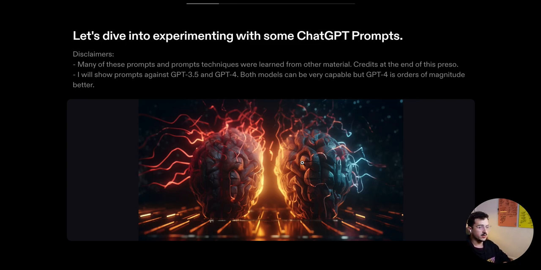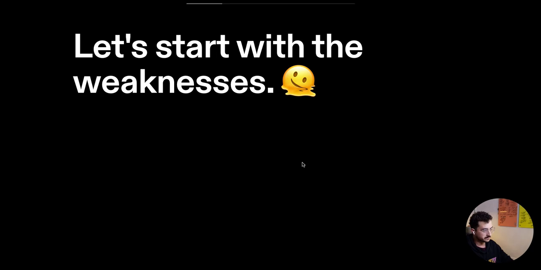I also will show you prompts against 3.5 and 4. This is gonna be mostly a 3.5 demo, but there's gonna be some 4 prompts just to show you that 4 is very good. What I want to show you is that you can achieve a lot with 3.5. You don't need 4 for everything, but 4 is just orders of magnitude better. Once 4 becomes the default model, I think it's gonna be very insane, and we're gonna see an even larger explosion of ideas and businesses and development around the model.